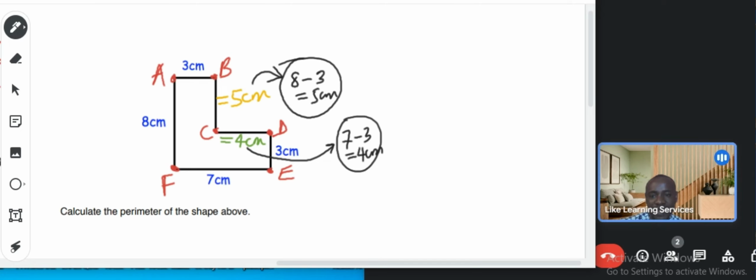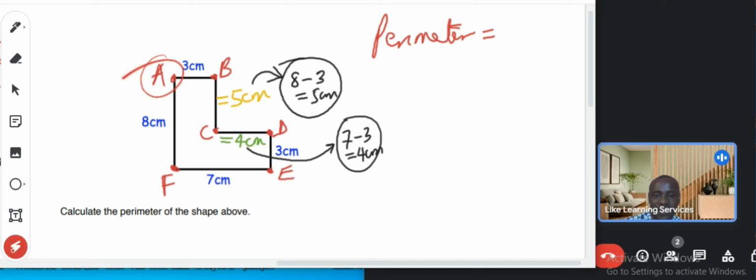Alright, so now can we find the perimeter? Perimeter, you add up everything, isn't it? Starting from the beginning. Can we start from A? You can start from any one. Start from A. So we first of all write 3, then 3 plus 5. Good. Plus 4. Plus what? 8? No, you started from here.